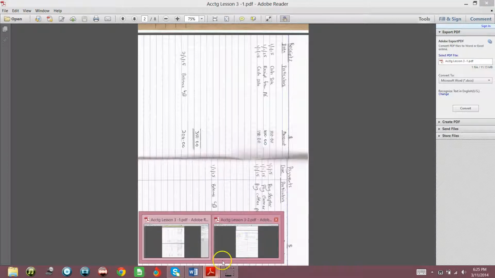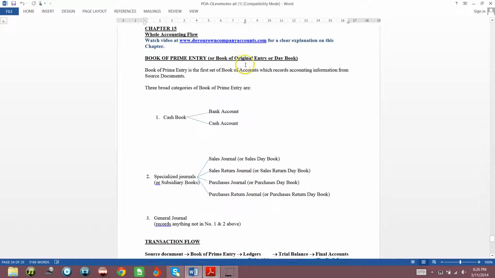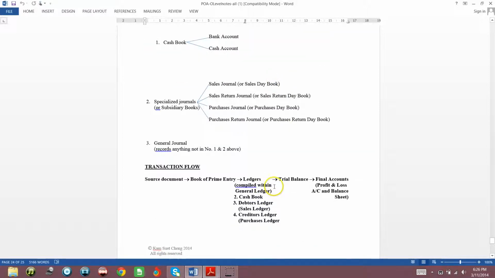So now I'm explaining what all the ledgers in a company are. One is the general ledger, which I have explained. A cash book is a book of prime entry as well as a ledger. The book of prime entry, like I said, is the first book in which you record your accounting transactions. So the cash book serves as both. And then if your business is quite big, you need to have a debtors ledger.